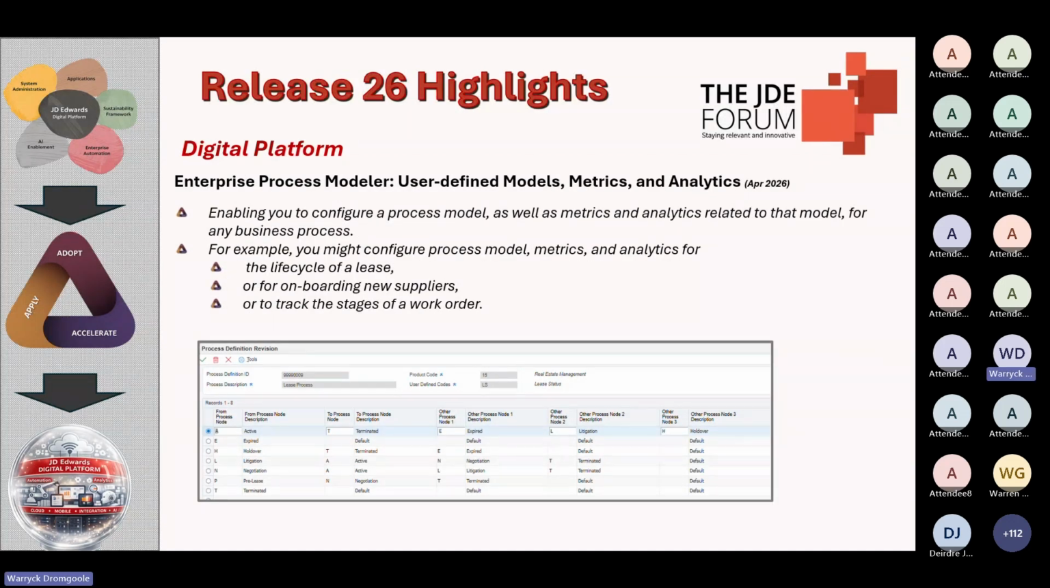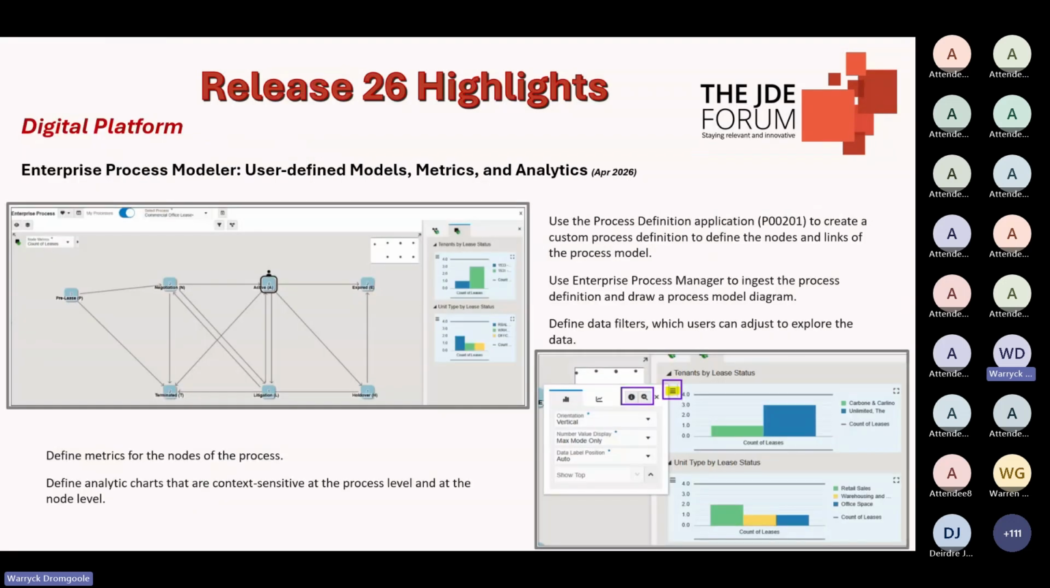Then we have the Enterprise Process Modeler, where you can have user-defined models, metrics, and analytics. This enables you to configure a process model as well as metrics and analytics related to that model for any business process. For example, you might configure a process model, metrics, and analytics for the life cycle of a lease, for onboarding of new suppliers, or to track the stages of a work order. You can set up your own process definition to create your own process diagram with nodes, links, metrics, and KPIs.